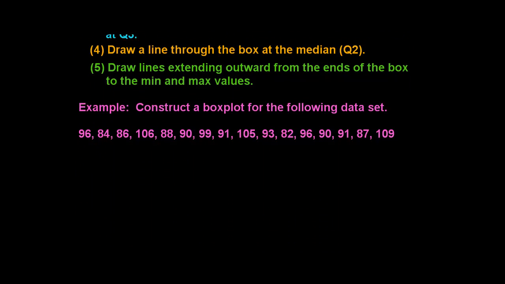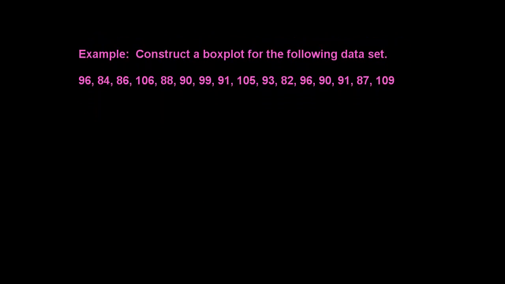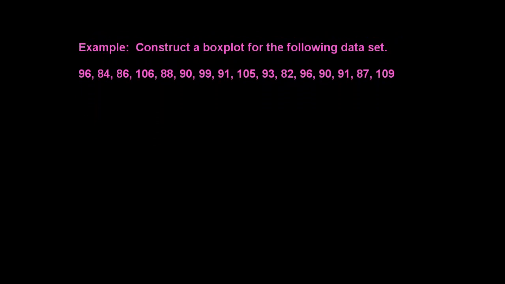This is the same data we've used previously. We want to construct a box plot with this data set. Step 1 said find the 5-number summary. We did that already. I'm just going to refresh by giving us the values for that.